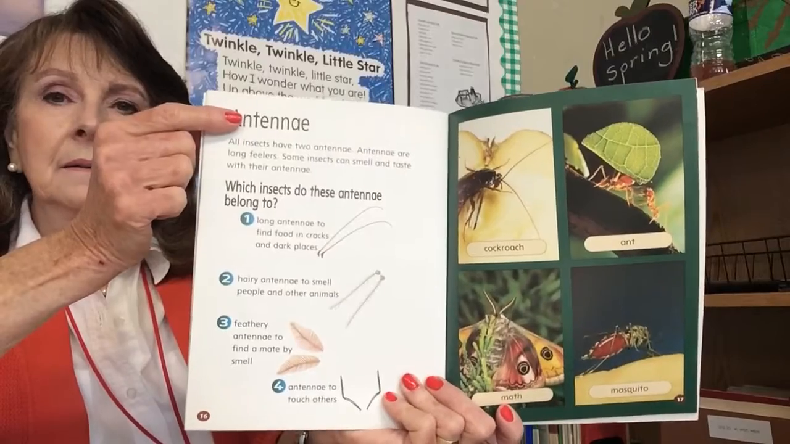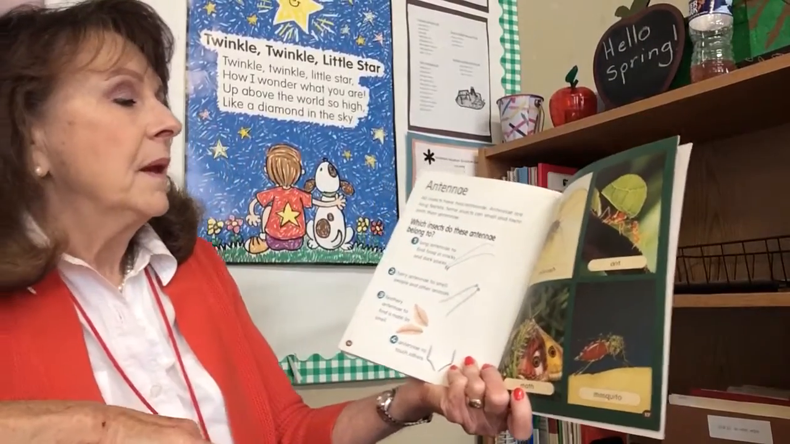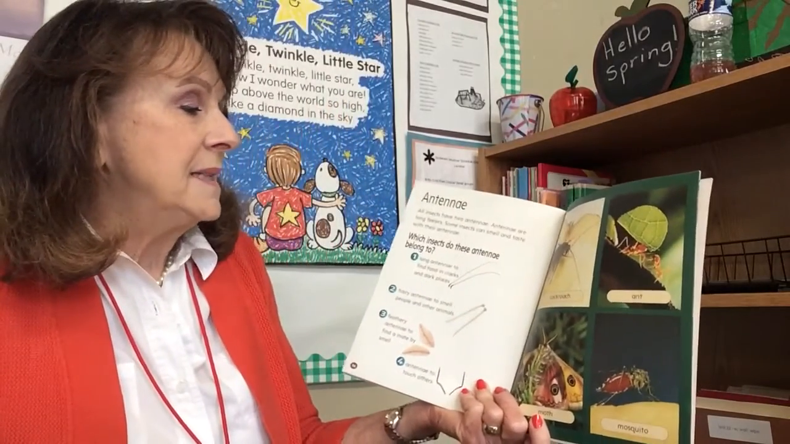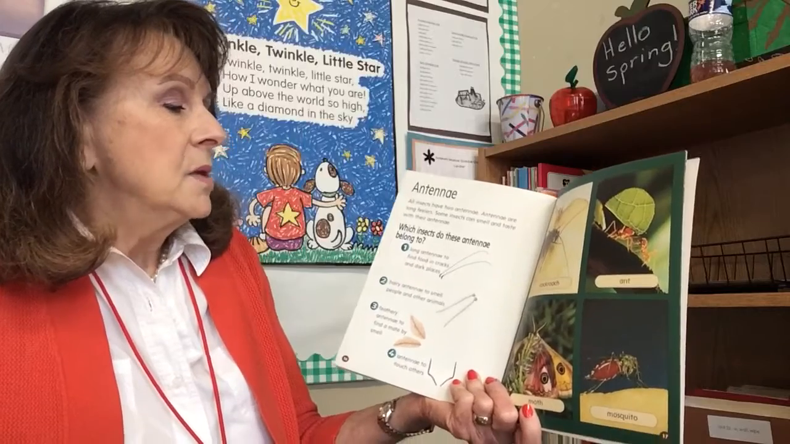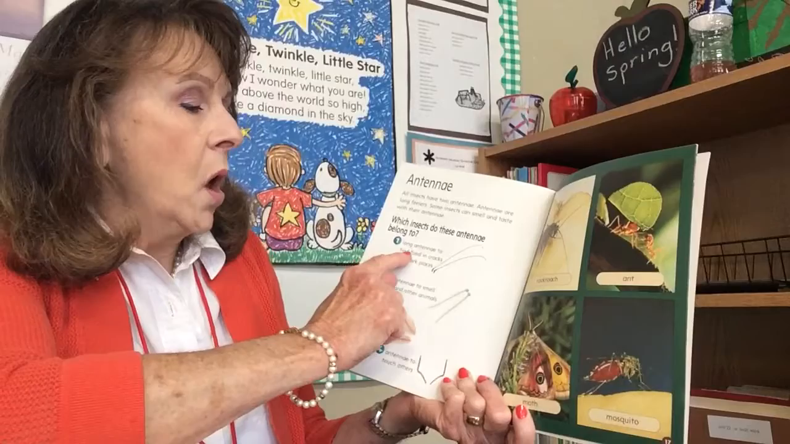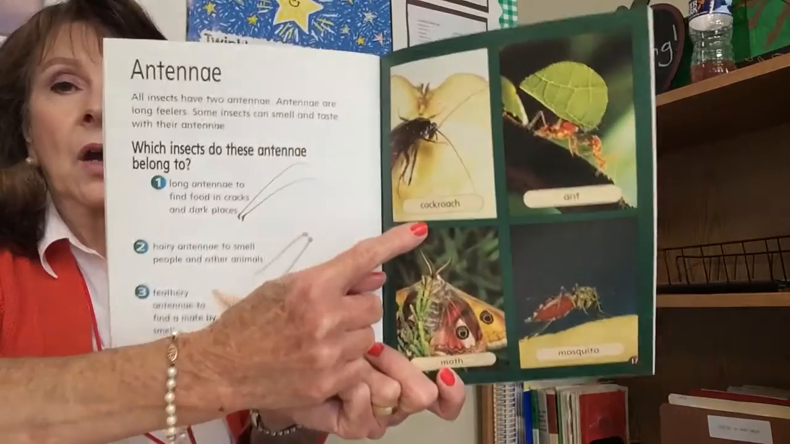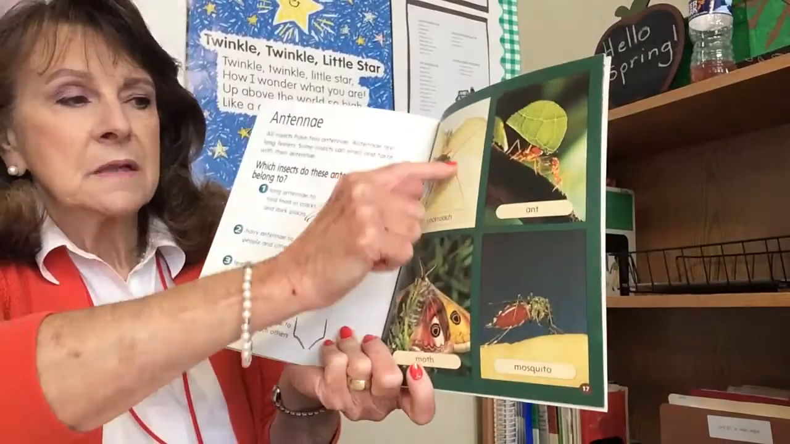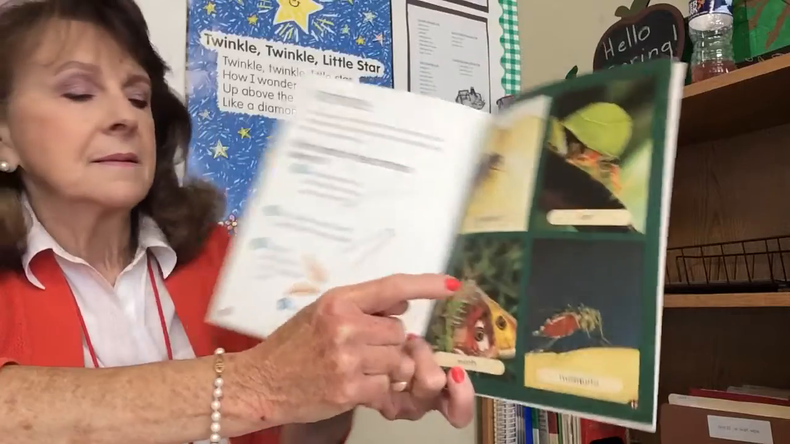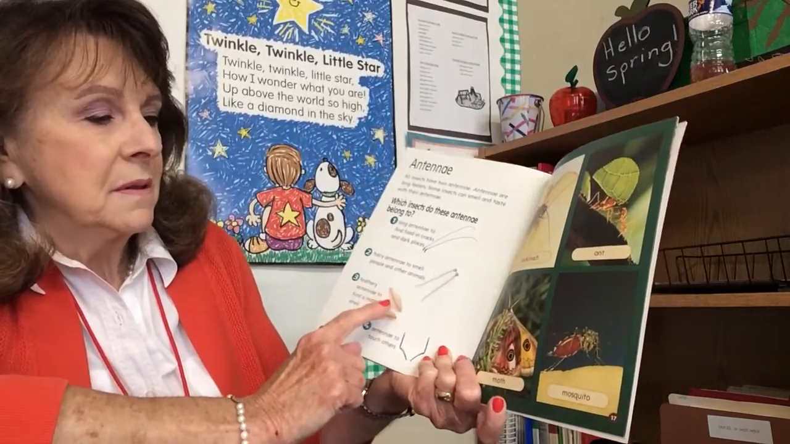This is antenna. It says all insects have two antennae. Antennas are long feelers. Some insects can smell and taste with their antenna. So which insects do these antennae belong to? It says long antenna to find food in cracks and in dark places. That is a cockroach's antenna. There's these big long antennas right there. And then hairy antenna to smell people and other animals.